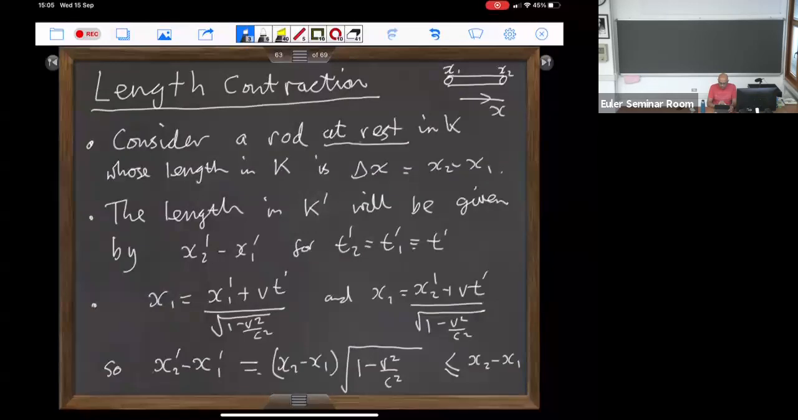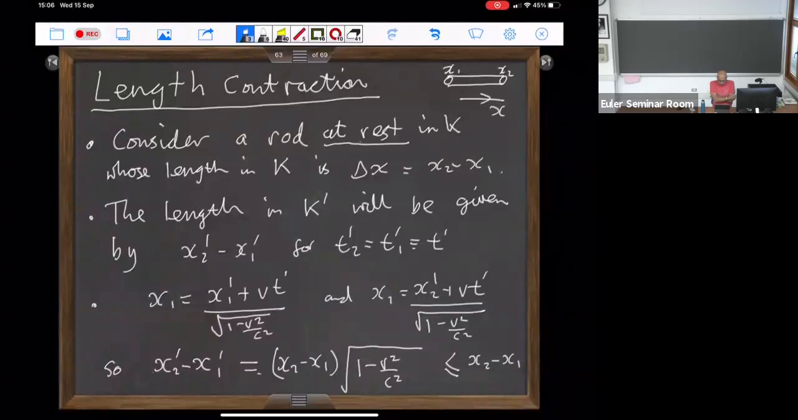So there's a similar thing that happens to lengths in relativistic systems. It's another straightforward computation given the formulae that we wrote down. So we want to consider a rod of length x2 minus x1, which is aligned along the x direction and is at rest in the K frame. And then we want to compute its length in K prime. Since we're computing the length in K prime, that will be done at one given time in K prime. So that means t2 prime and t1 prime are both equal to each other. Let's say they're equal to t prime.